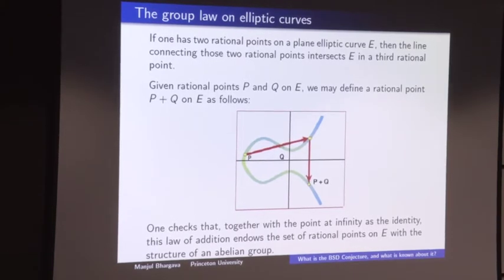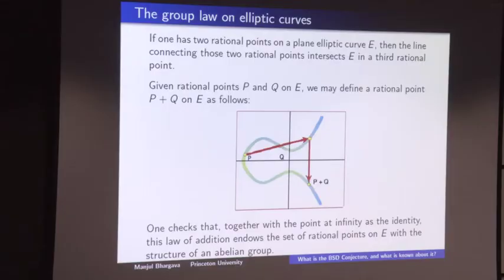For example, one thing that's not clear from this definition is that P plus Q plus R is the same as P plus Q plus R. Those two things are the same. So the associative law is satisfied. That's not immediately clear from this definition, but you can work it out using coordinates, or there are highbrow ways of understanding it immediately, in the sense that the group we're getting here is called the divisor class group.